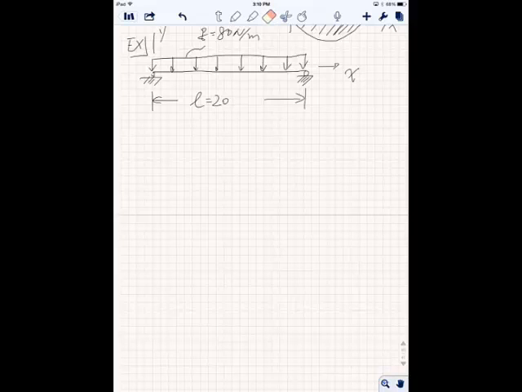Okay, so 20 meters long and 80 newtons per meter. So I'm going to ask you what is the shear force, bending moment, slope, and deflection. Okay, so these 4 things we're going to quantify. Like everything else, the first thing we do is the free body diagram. So we're trying to see what's the resultant force on both corners.